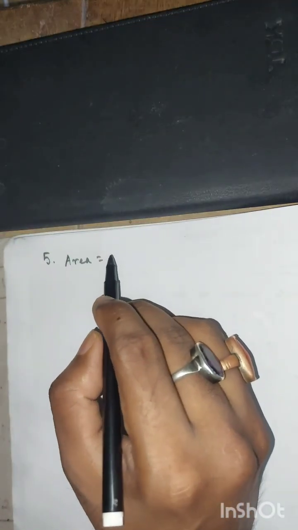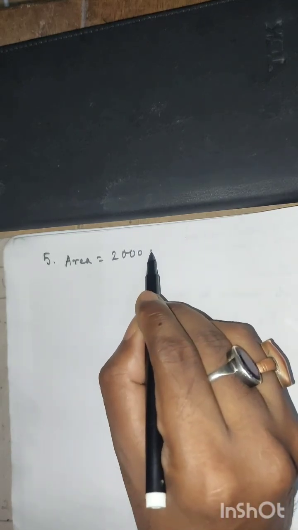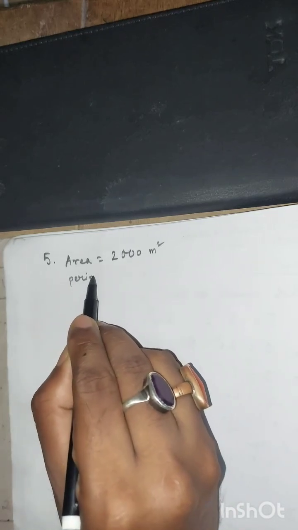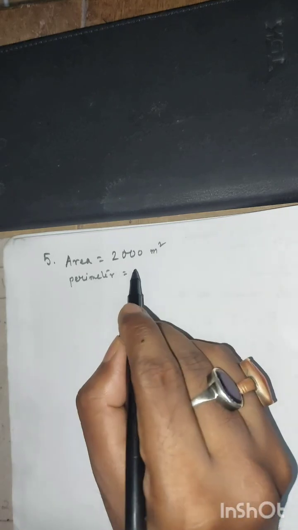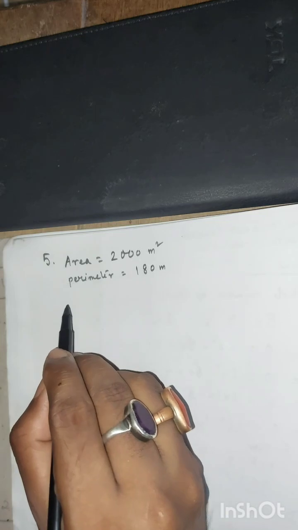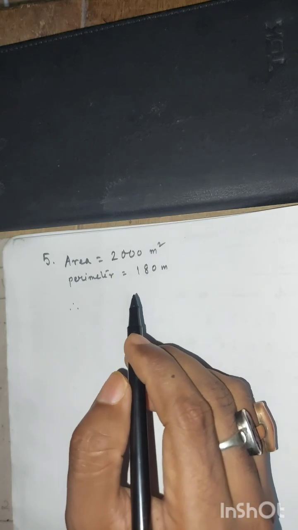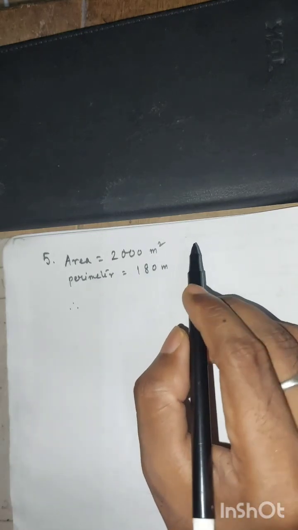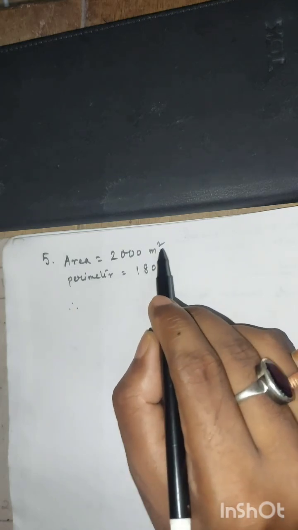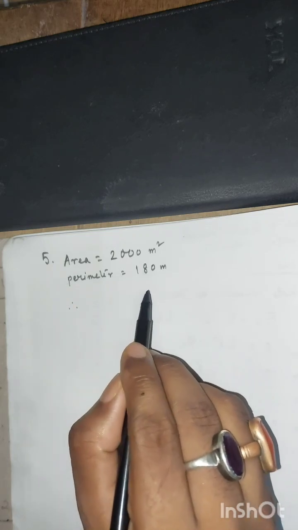Area equal to 2000 square meter, and perimeter equal to 180 meter. Therefore, we can write, area of a rectangle we know is length into breadth, and the perimeter is 180.